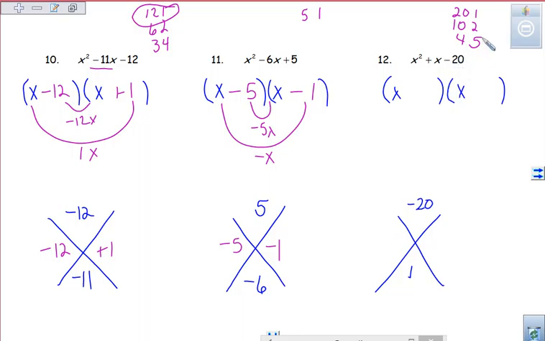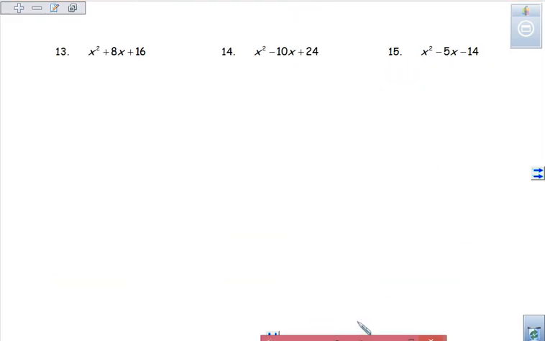Number 12. 20 has a lot of factors: 20 and 1, 10 and 2, 4 and 5. I have to add to get a 1. So right away I'm thinking numbers that are close together. So 4 and 5. It's negative 20, so one of them has to be negative. So I like 5 and a negative 4 to get 1. And notice again, insides give me 5x, outsides give me negative 4x. Those will add to give me that 1x. Try the last three, pause the video till you're ready.